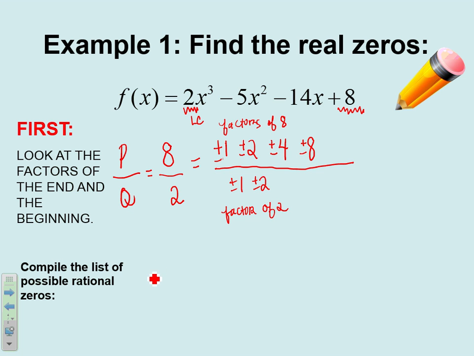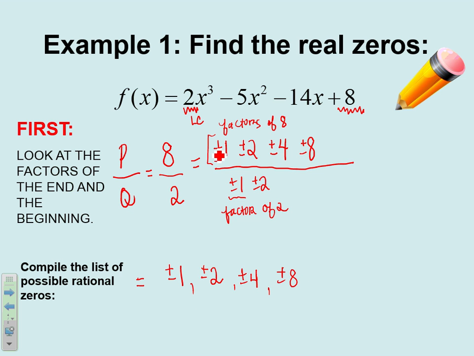To compile your list, you take every factor in the numerator and divide it by every factor in the denominator. So I'm going to take everything on top, and first I'm going to divide everything by 1. So 1 divided by 1 is 1, and it still can be plus or minus. 2 divided by 1 is plus or minus 2. 4 divided by 1 is plus or minus 4. 8 divided by 1 is plus or minus 8.